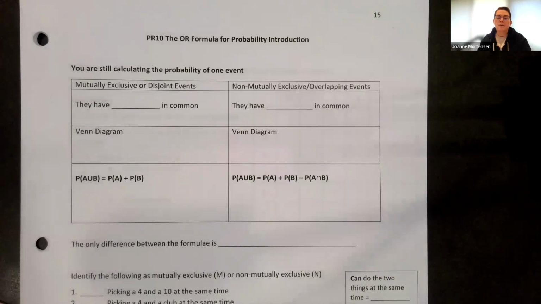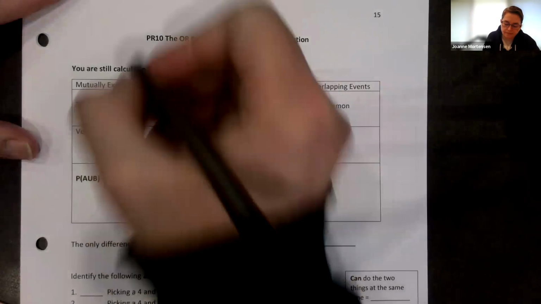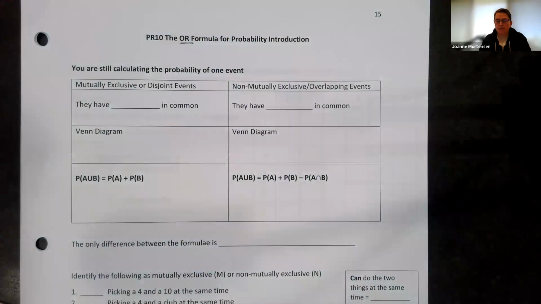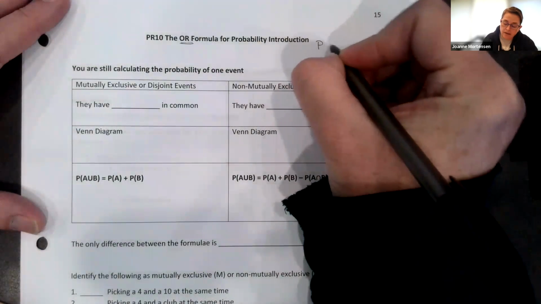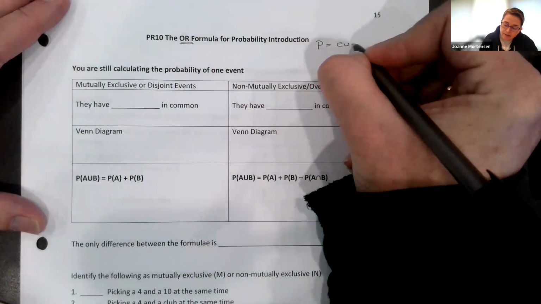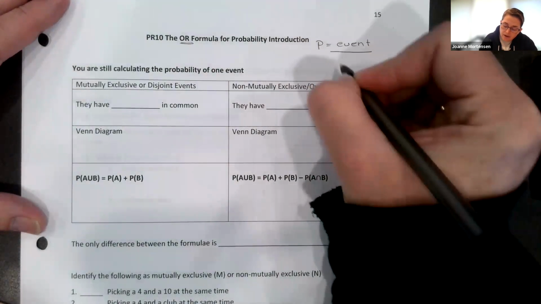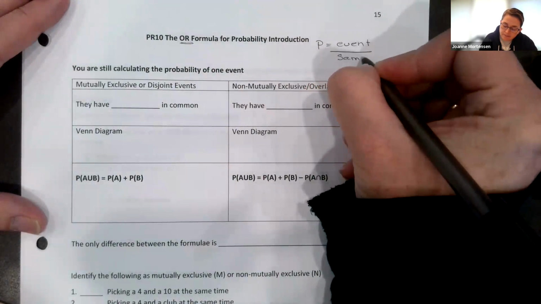Hey everybody, this is probability video number 10, and we're going to talk about the OR formula for probability, and this is our introductory thing. So one of the things in probability is the first section is super simple, where you've just got probability is equal to your event, what you care about, over your sample space.